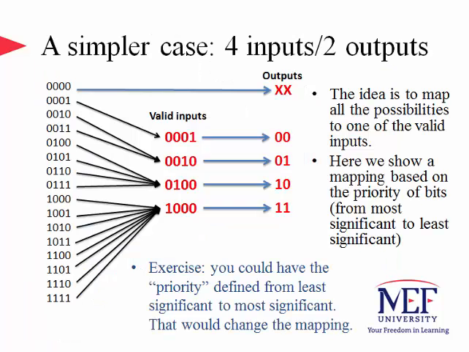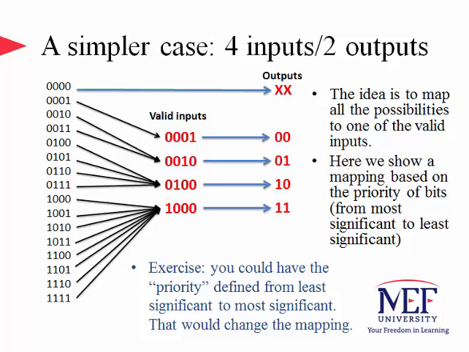So let us consider a simpler case where we use 4-bit inputs and 2-bit outputs. On the left, you can see all the possible 4-bit combinations, and the arrows are used to show the mapping to the set of valid inputs. In this case, the valid inputs, of course, are 0001, 0010, 0100, 1000, and all these valid inputs basically correspond to the binary representation of 0, 1, 2, and 3 in decimal.